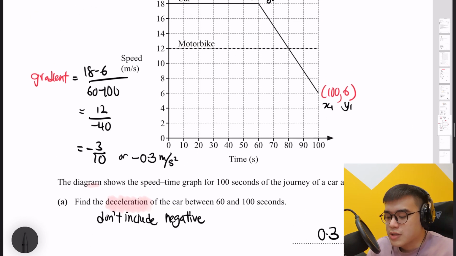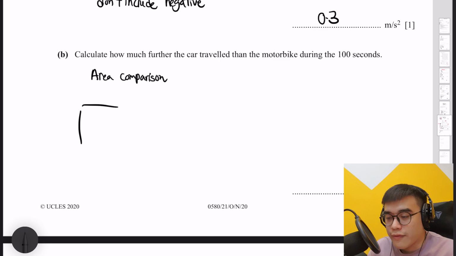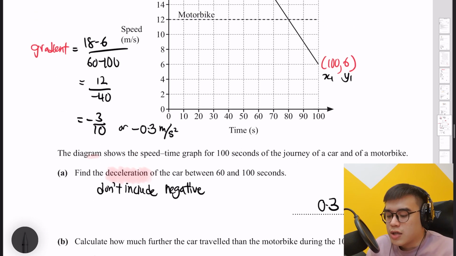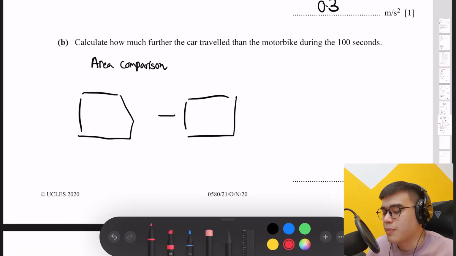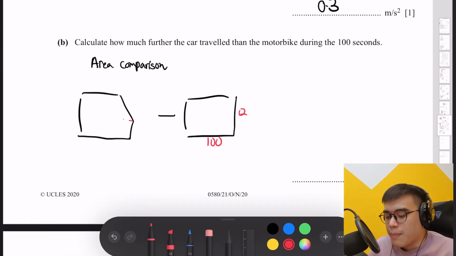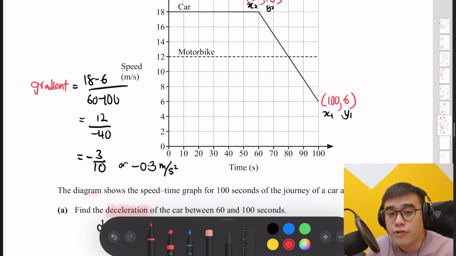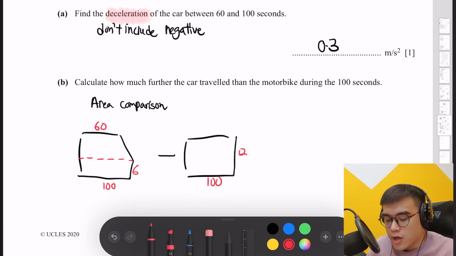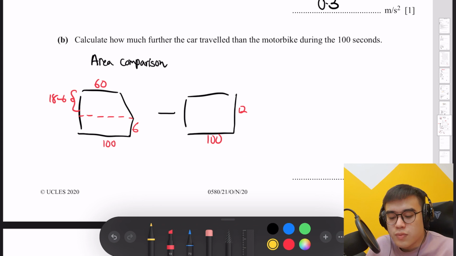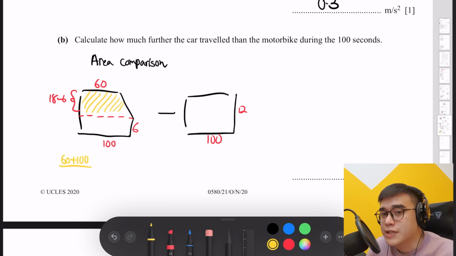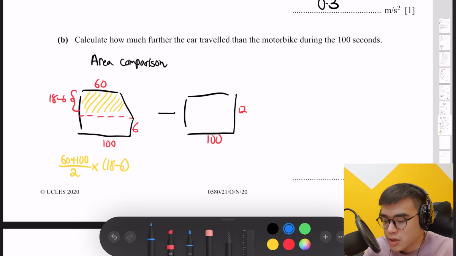So I first split the car's travel into two parts, okay, which is a trapezium at the top and then a rectangle at the bottom, whereby for the motorcyclist is only 100 times 12. So the difference from this will actually result in 360. So all the detailed calculation has been attached.